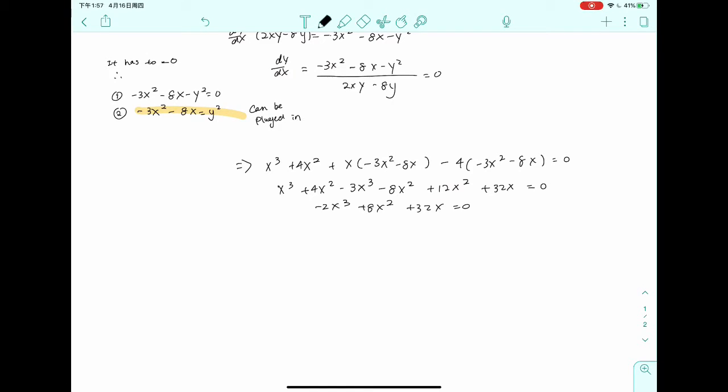After plugging negative 3x squared minus 8x into the original equation, substituting for y squared, I can use the calculator to calculate my x values. From here, I can see that I got my two x values, but seeing from 2 plus 2 root 5 and 2 minus 2 root 5, we can see that 2 plus 2 root 5 does not exist on the original graph.